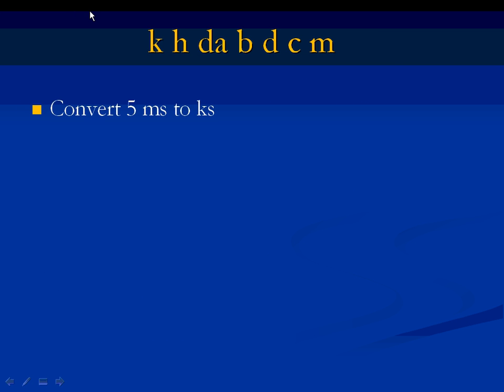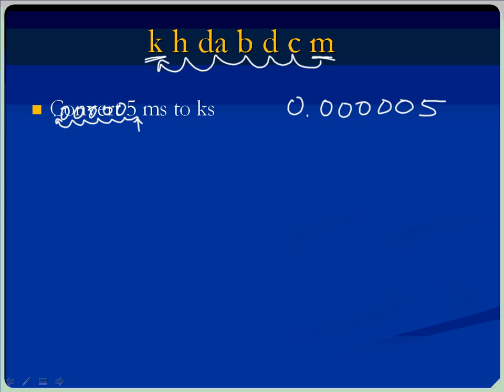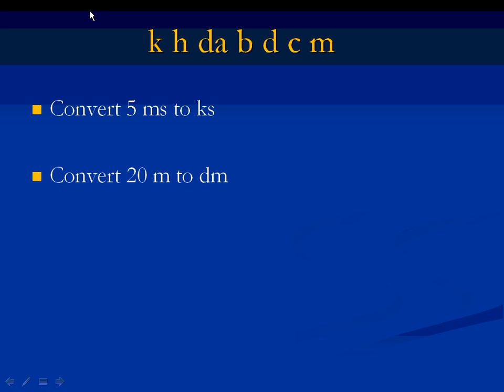All right, let's do another one. Convert 5 milliseconds to kiloseconds. Well, I'm starting out at milli, and I'm going to kilo, so that's 1, 2, 3, 4, 5, 6 hops to the left. The decimal is here at the moment, even though it's not visible, it's actually there. So I'm going to be moving the decimal 1, 2, 3, 4, 5, 6 hops to the left. So that's going to be 0.00. Ooh, 3 more. 1, 2, 3. Yep. 0.000005 kiloseconds. There we go.